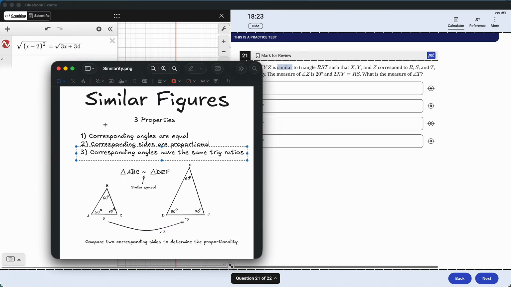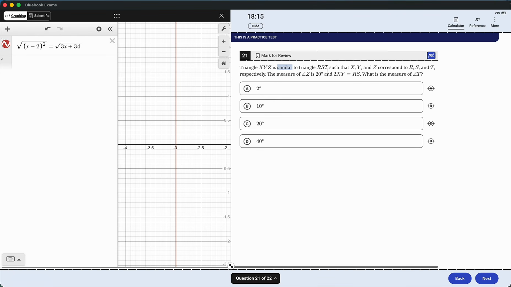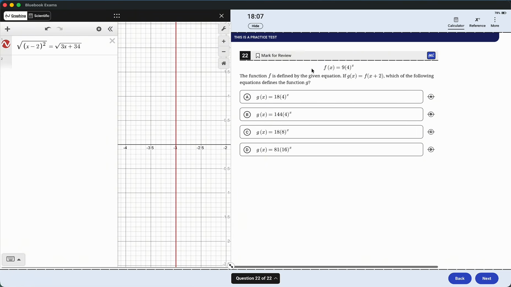So we kind of talked about this before. Now you want this first property, right? I say you need to know these three properties. This is the first one. Corresponding angles are equal. Z corresponds to T, right? So Z is 20, T is 20. That's a very common question. It's a really simple one. Doesn't require any math. You just got to read similar and know those properties.